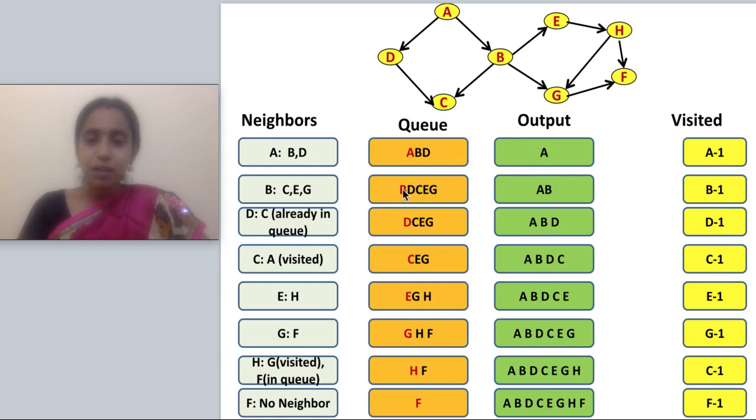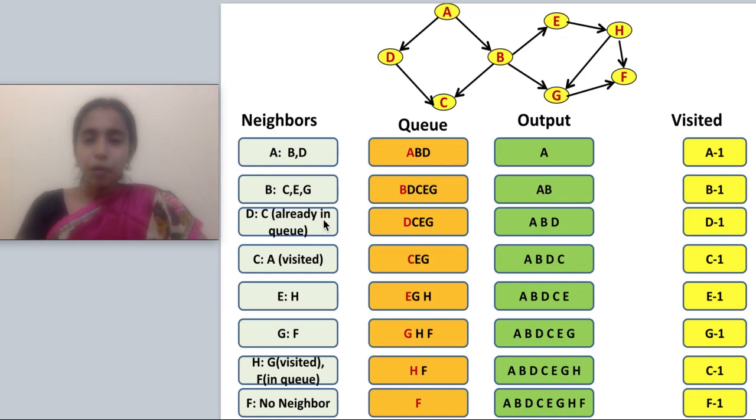Now the first element in my queue is B. I want to dequeue it to the output. So before dequeuing, I am enqueuing the neighbors of B. The neighbors of B are three arrow marks going out: C, E and G are the neighbors of B. So I am trying to enqueue C. C is so far not visited, so I can enqueue C, E and G. I have enqueued all of them and now I can dequeue B.